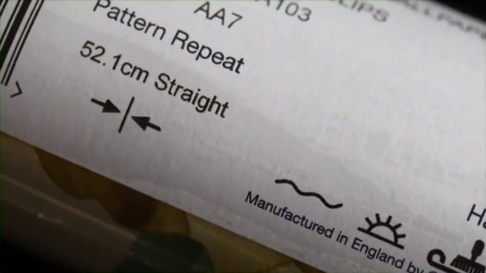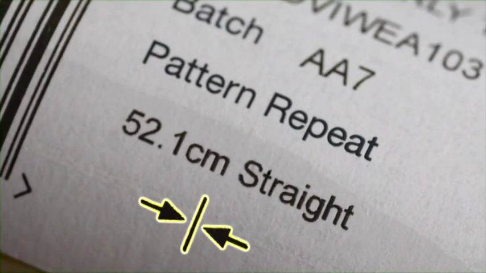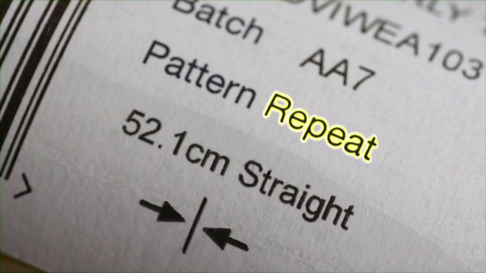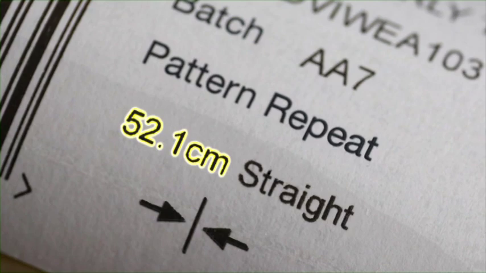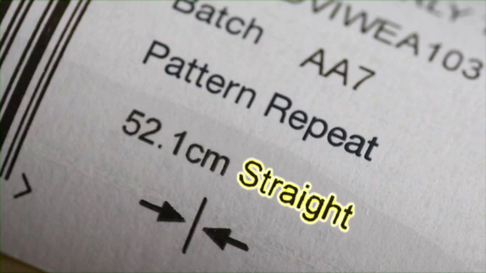Now the pattern match, pattern repeat helps us in particular at the hanging stage, because that tells us where to join each piece up. And that of course has to be accounted for as we cut our lengths. Generally a symbol is in two parts, normally identifying the pattern repeat, the distance that any given part of the design repeats itself, and of course the match, such as straight, half drop, etc.